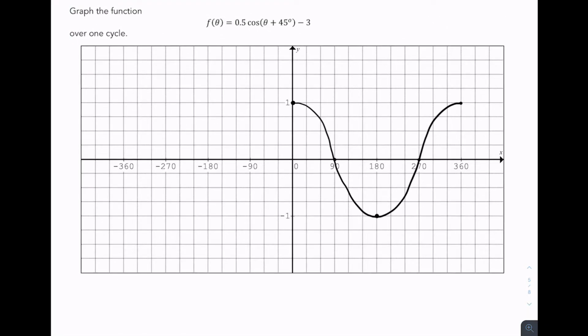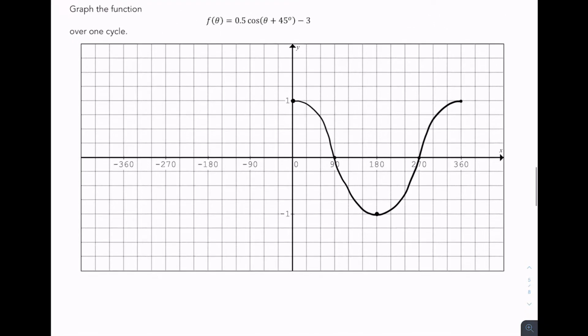And that is one cycle. So that's the base cosine graph. And I will mark that by saying f of theta is equal to cos of theta. Okay, now let's apply each of the transformations one at a time.